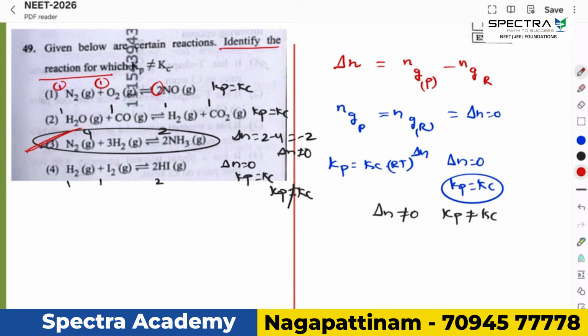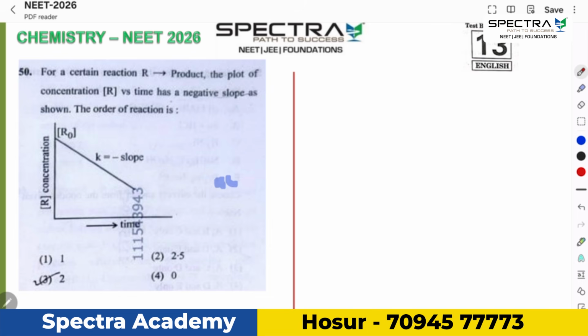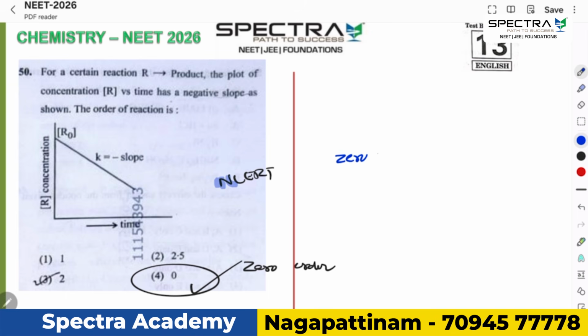Okay students, next one. Question number 50. This is from our NCERT, a direct question given. According to the NCERT graph, this is related to a zero order reaction. Reactant to the product, the plot of concentration versus time has a negative slope. So the order of the reaction is asked. So the option is zero order, option 4 is correct.